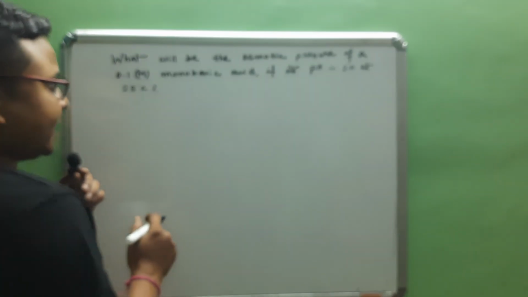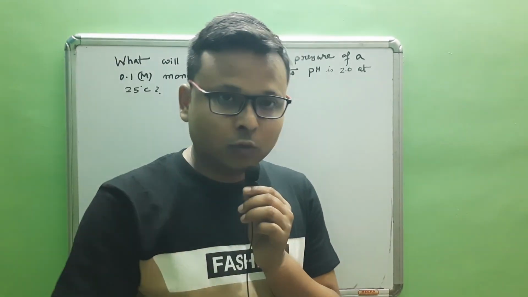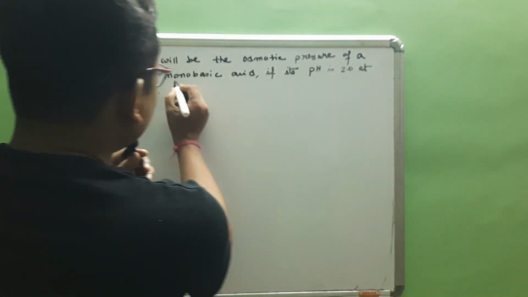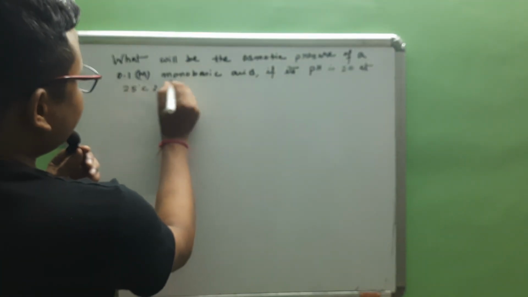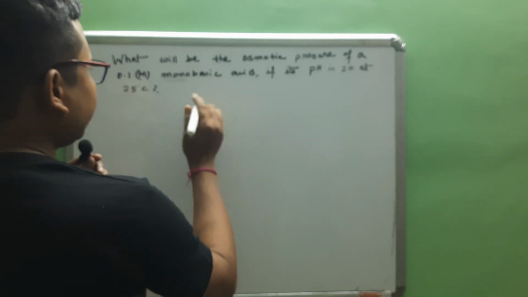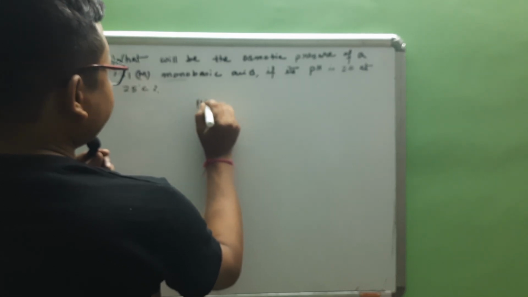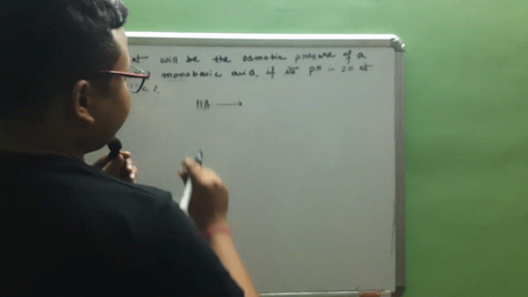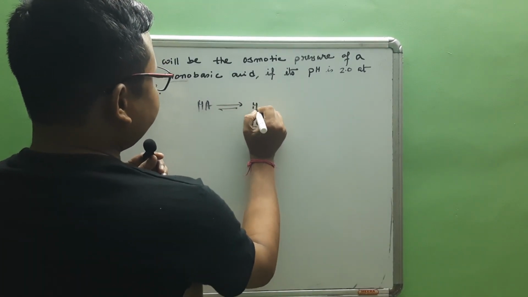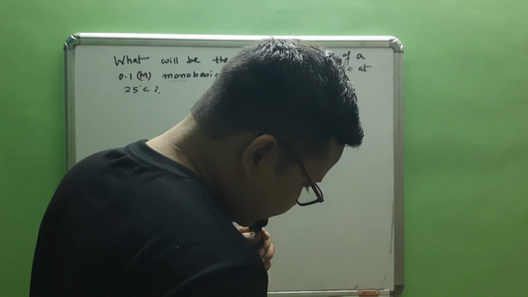It is a monobasic acid. How many H plus ions will be there in a molecule of the monobasic acid? Only one, because mono means one. So this is HA, the monobasic acid. Only one hydrogen is there, and when it dissociates, it will give H plus plus A minus.